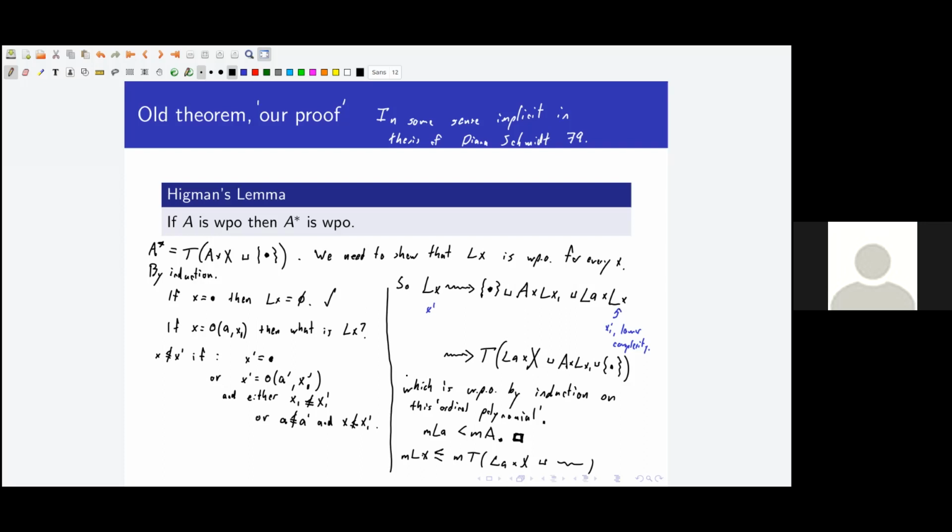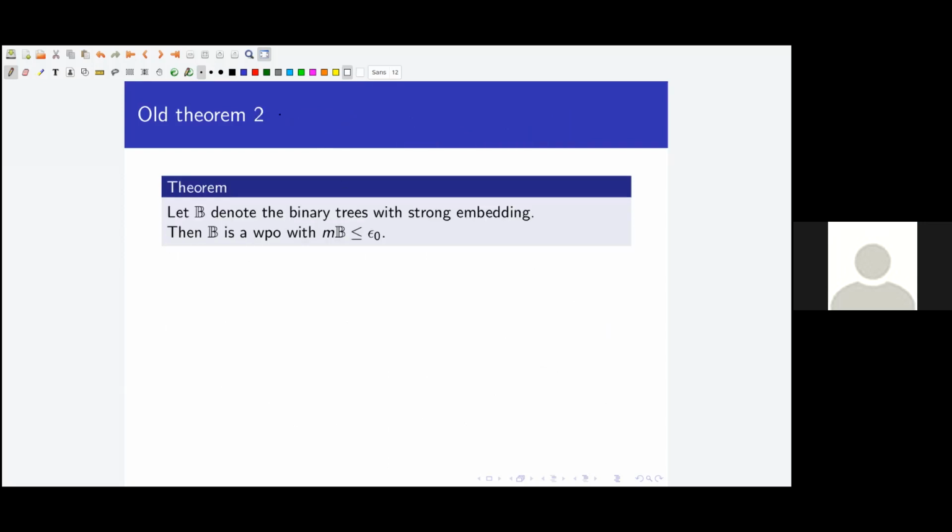Anyway, the maximal order type of these objects is already known anyway. So let's see. Okay. And we're almost to the end. I'll show you another example like this more quickly. And then, yeah, old theorem 2.